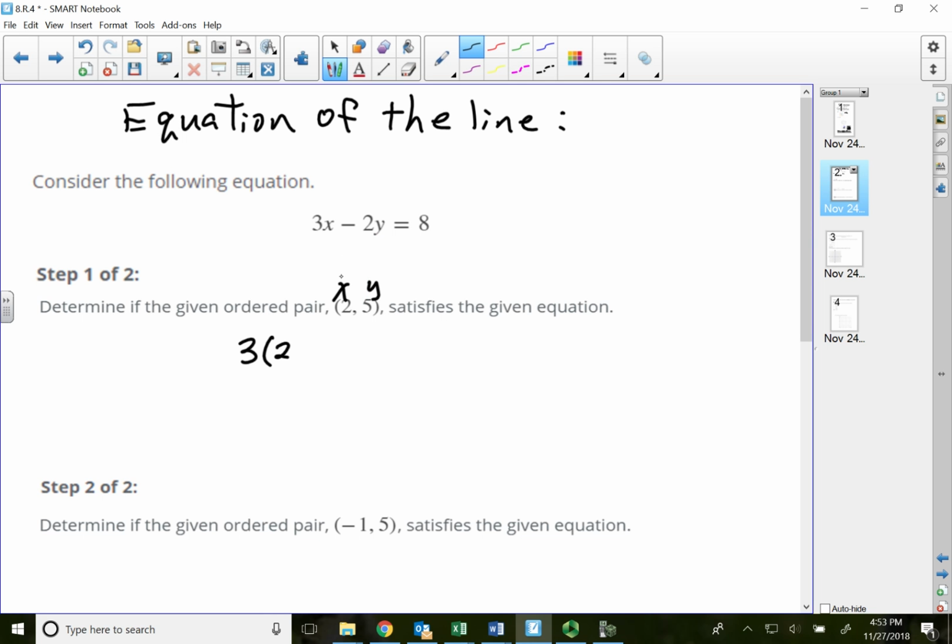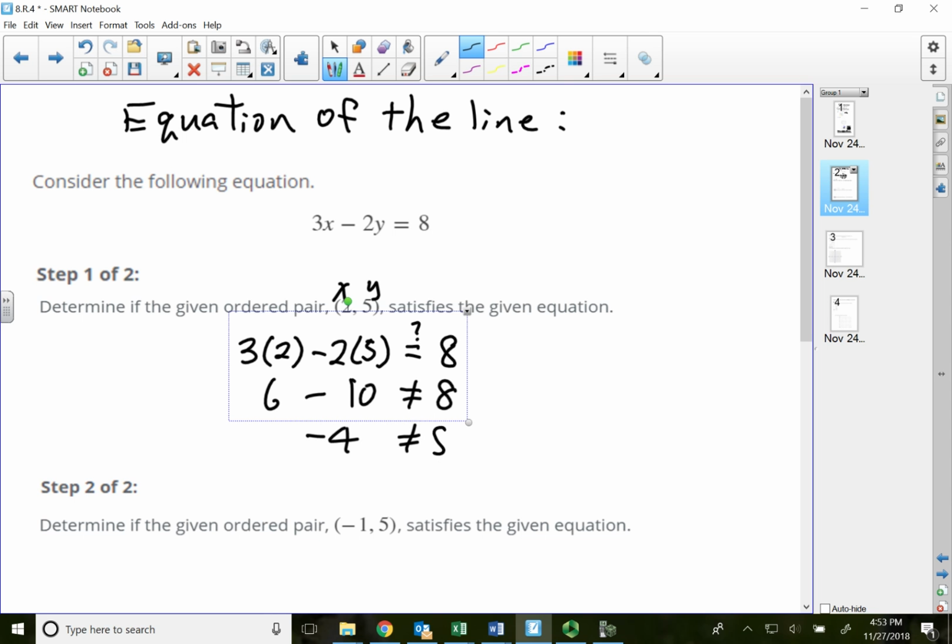So 3x means 3 times x. Now it will be 3 times 2. I'm substituting 2 for x. Minus 2 times y. Now I'm replacing y with 5. Does that equal 8? All right, so this is going to be 6 minus 10, which does not equal 8 because this is going to be negative 4. All right, so my answer here is no. It does not satisfy the equation.